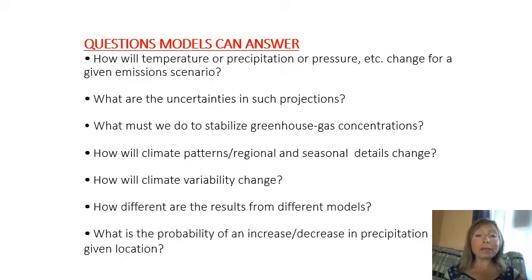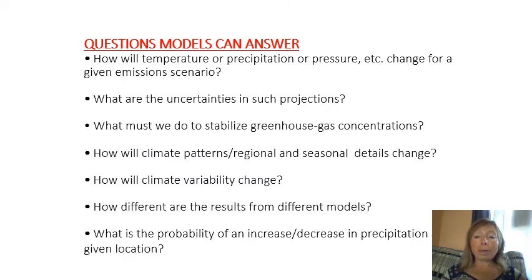How are climate patterns going to change regionally, and what will be the seasonal changes in those climate patterns? How is climate variability going to change? What will be the weather extremes under these new climate regimes in different parts of the world? How different would be the results from different models? If we compare climate change scenarios from different models, we can see if they agree or disagree. And this is part of the way we can also say how reliable those scenarios are.